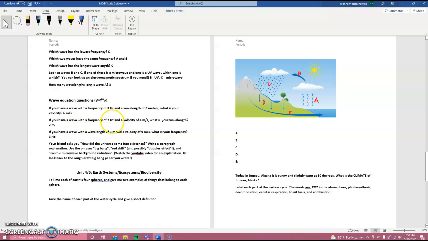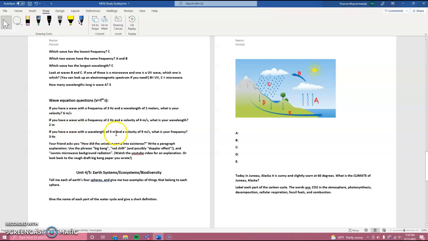If you have a wave with a frequency of 2 hertz and a velocity of 4 meters per second, what's your wavelength? We are solving for lambda, which means we must divide both sides by F. So we have V over F is equal to lambda. We take our velocity of 4 divided by F, our frequency. 4 divided by 2 is just 2. Our wavelength is 2 meters.